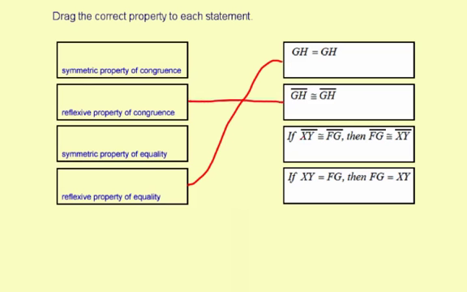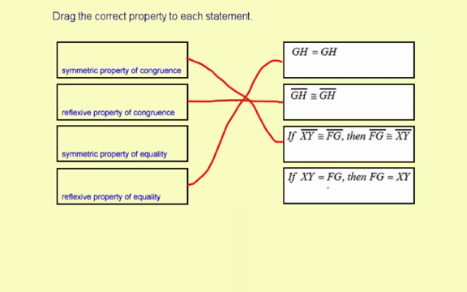Next one. If segment XY is congruent to FG, then segment FG is congruent to segment XY. That's called the symmetric property. And the way the symmetric property works is you just kind of reverse the left and the right. And this is property of congruence because you have the congruent symbols. So symmetric property of congruence.